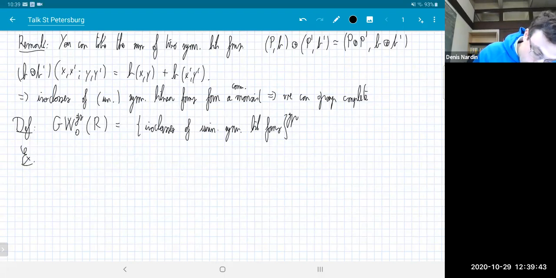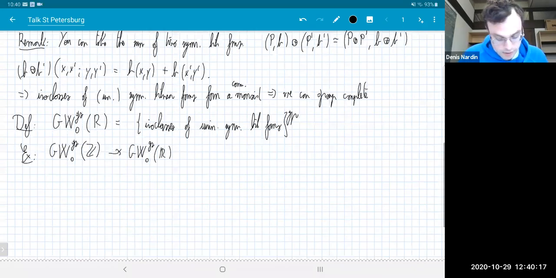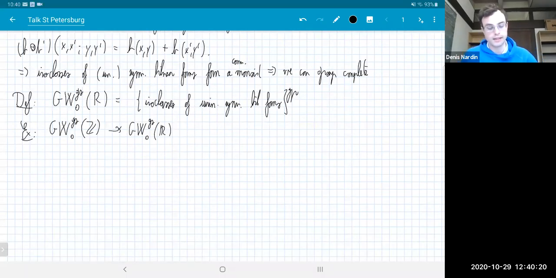Now, for example, we can see that this is simpler because if you take Z, this is actually isomorphic to the real one. So even if symmetric bilinear forms over Z are confusing, really messy, up to group completion they are determined by just two invariants, the rank and their signature over R. And as we will see, something similar happens more generally. So this is actually a lot easier to get a handle on, and we can hope to understand it better.